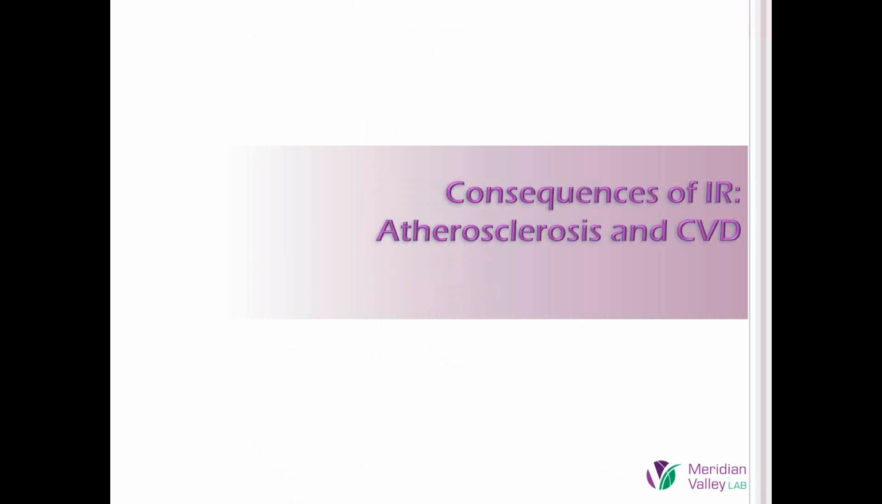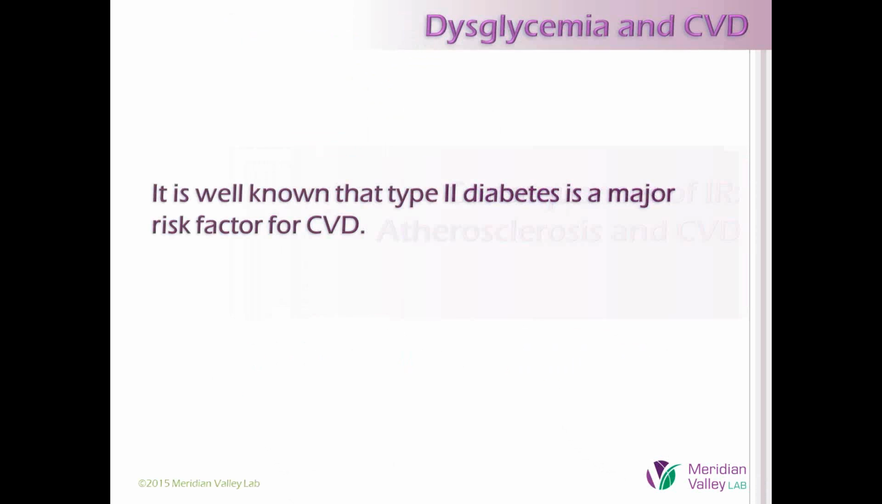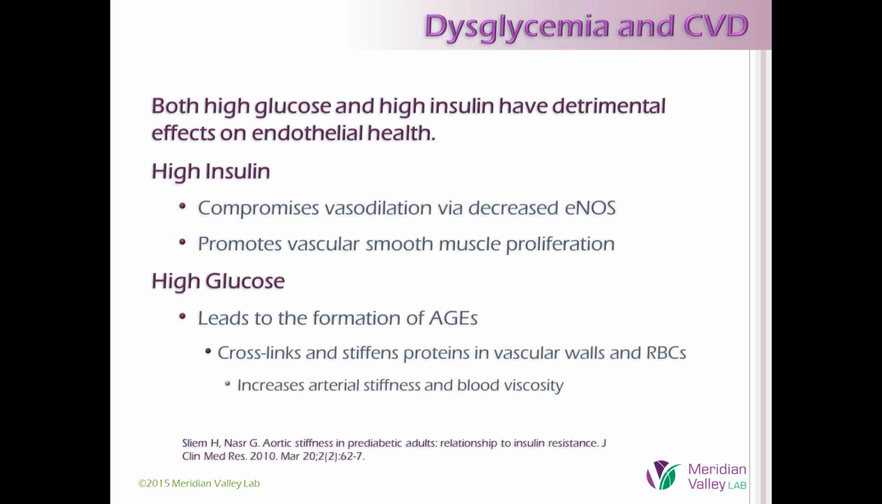Okay, beginning with atherosclerosis and cardiovascular disease, it's well known that type 2 diabetes is a major risk factor for cardiovascular disease, nothing groundbreaking there. But let's take a look at a little bit more about how this works. So it's not just the high glucose signal, it's the high insulin signal as well. And both of these conspire to decrease the health of our vasculature.